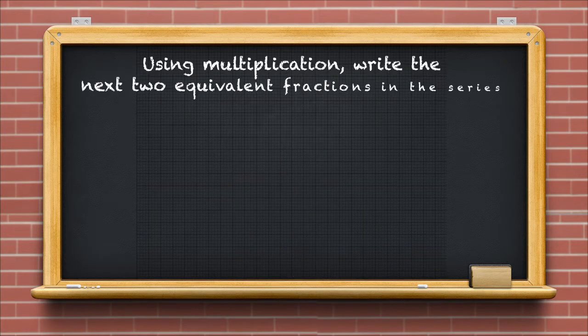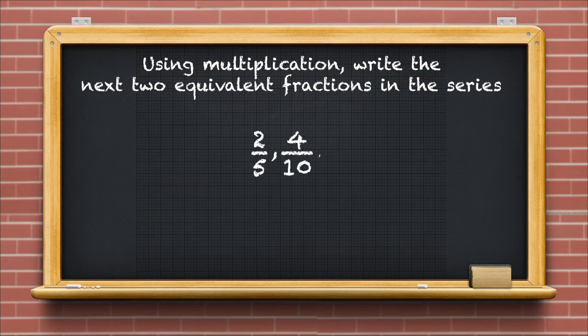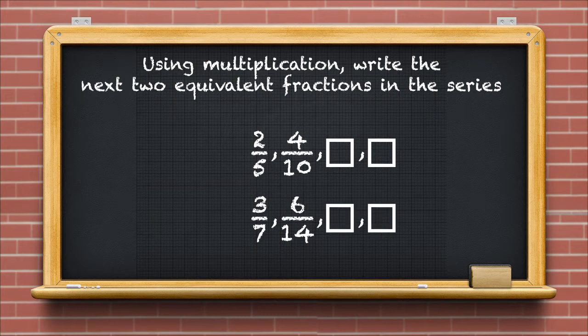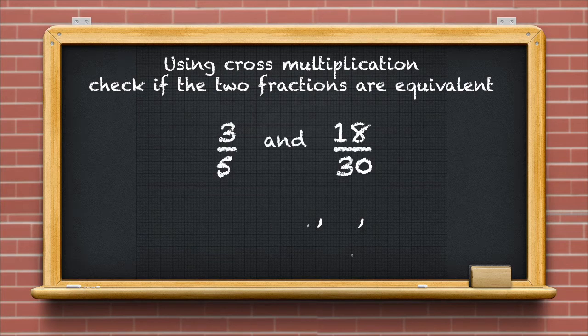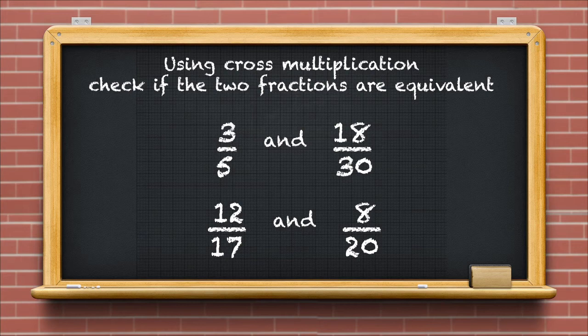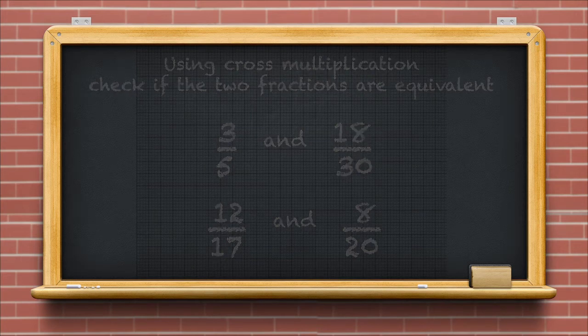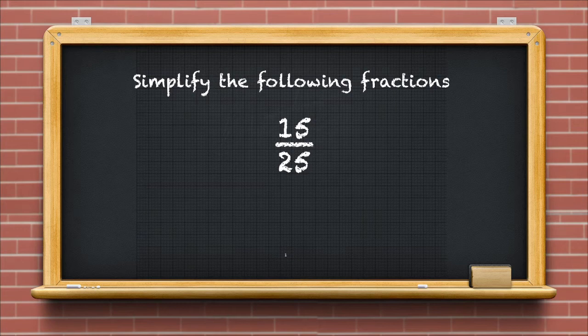For a quick review, you can ask students to find equivalent fractions by using different methods. Using multiplication, write the next two equivalent fractions in the series. Using cross multiplication, check if the two fractions are equivalent. Simplify the following fractions.